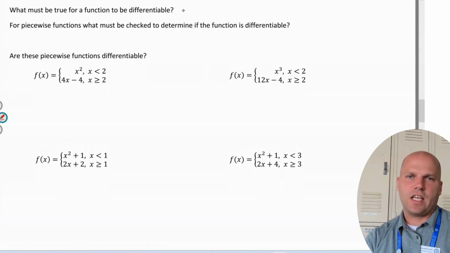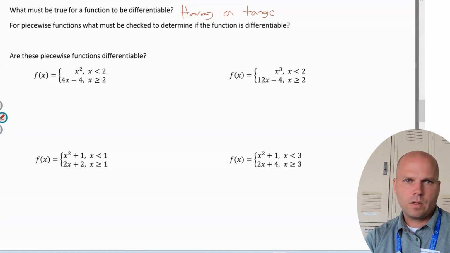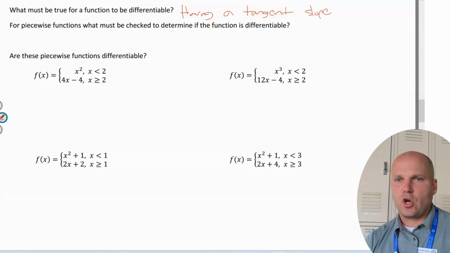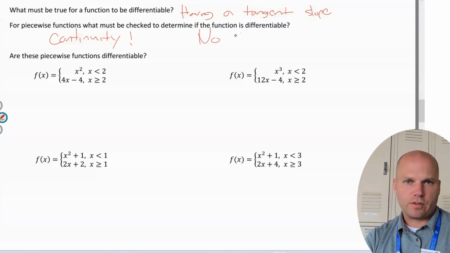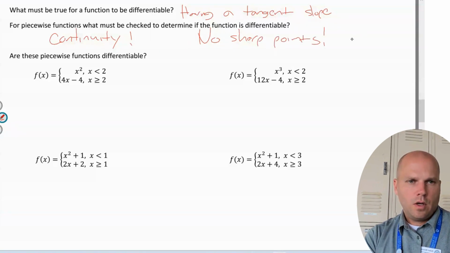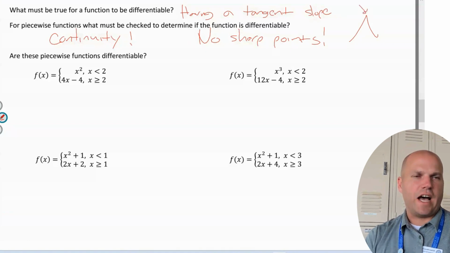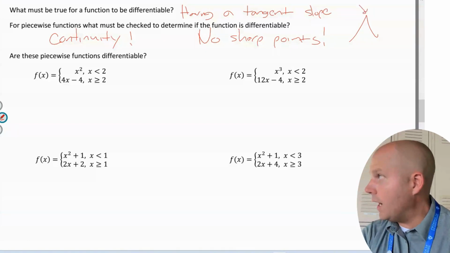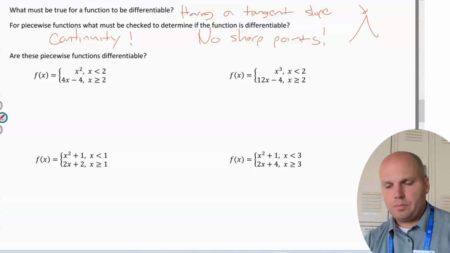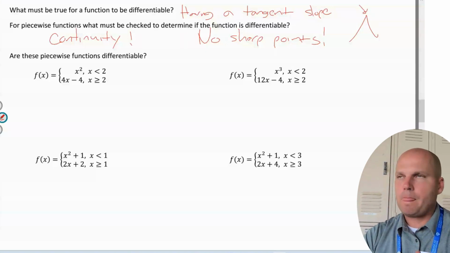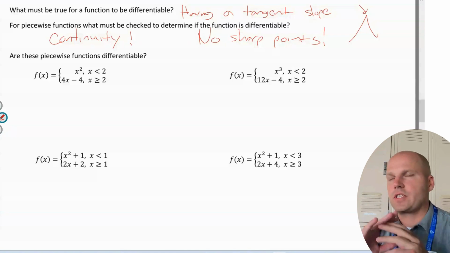Differentiable means having a tangent slope. To have a tangent slope, you must be continuous, and you can't have any sharp points. A sharp point actually does not have a slope. A vertical tangent does not have a slope. And if you don't have a point, you don't have a slope. So these are the things that we check.